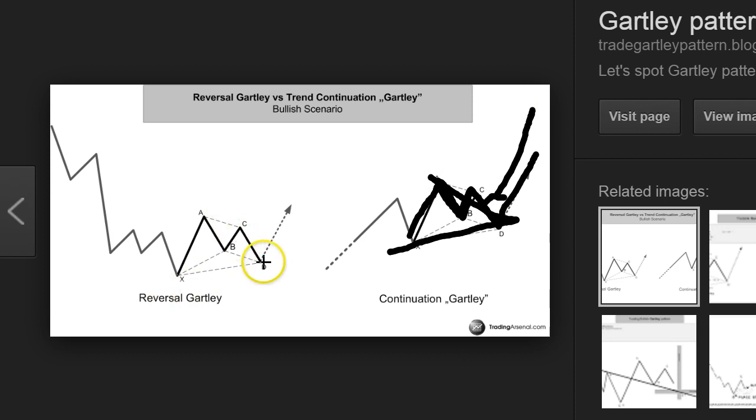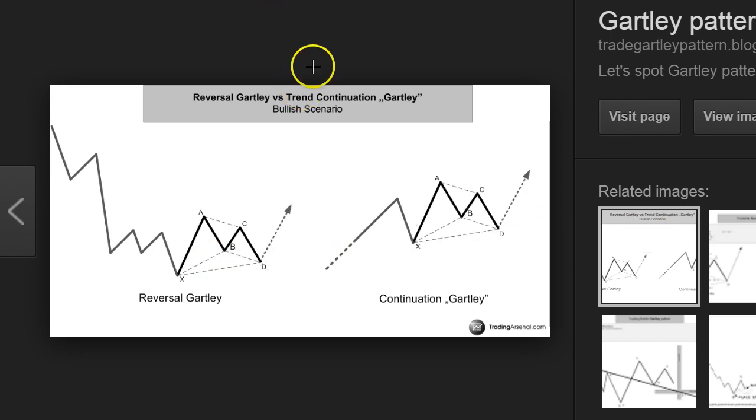Reversal, but this is actually a bullish scenario reversal. Yeah, continuation. So they're saying bullish, but it's the same thing as what we just saw. So apparently this is trend continuation theory, Gartley. Maybe that's why these guys are talking that language. I'm learning something every day.